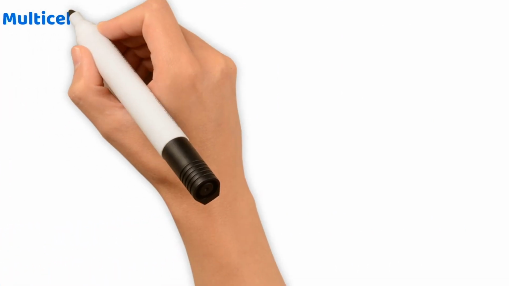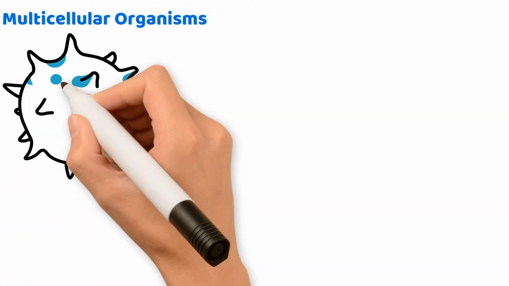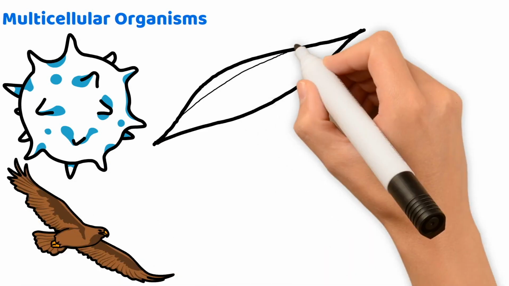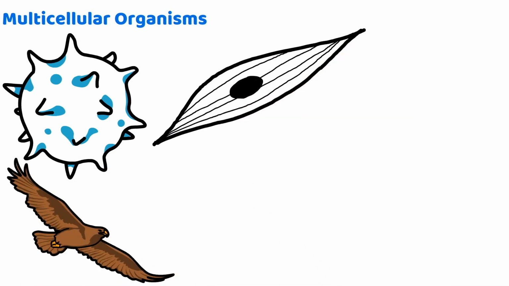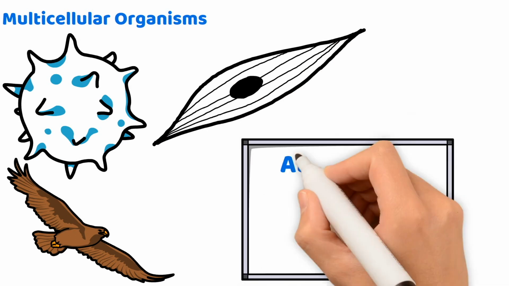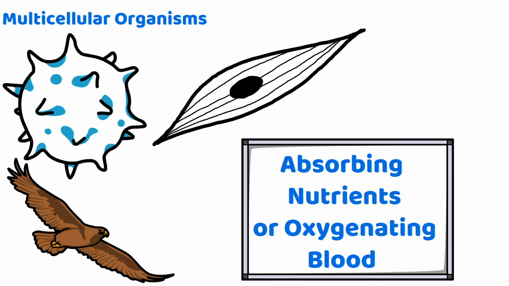Contrast that with multicellular organisms, which range from the fungi under your feet to the birds above. These beings have cells organized into complex tissues and organs, each specialized for tasks like absorbing nutrients or oxygenating blood.